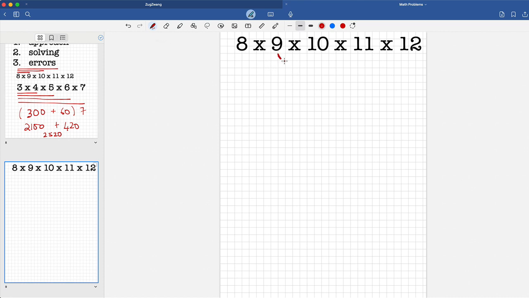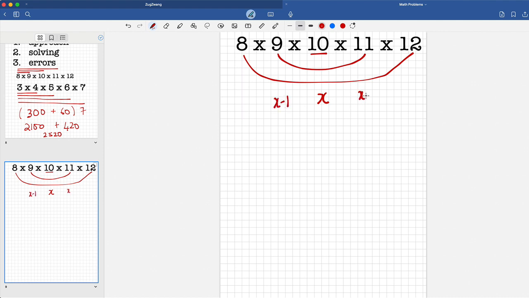Yes. I can club these two together, I can club these two together, and I can keep this separate. In fact, I can think of it algebraically as 10 being x, 9 being x minus 1, and 11 being x plus 1. 8 being x minus 2, and 12 being x plus 2. This is the pattern recognition in math.